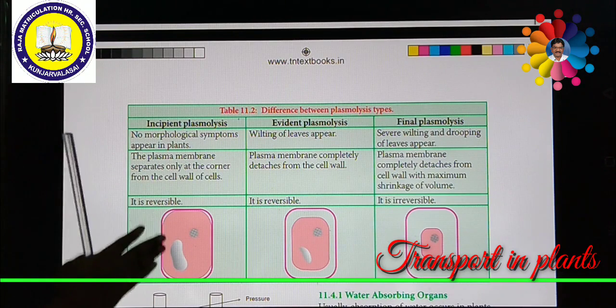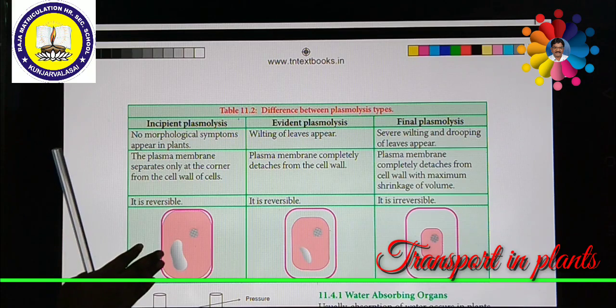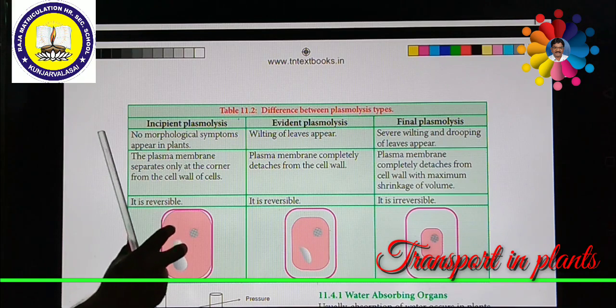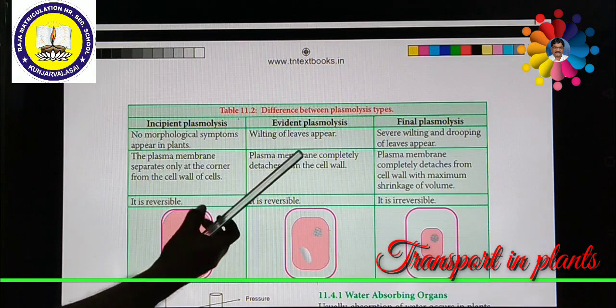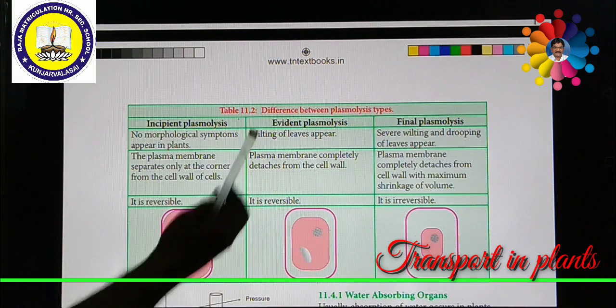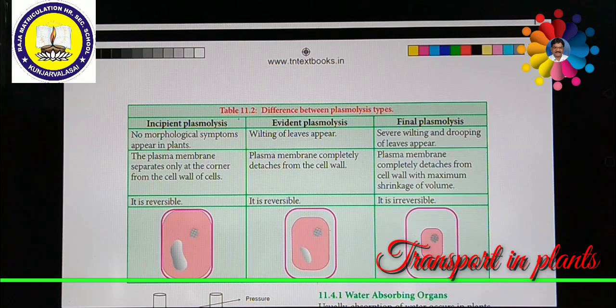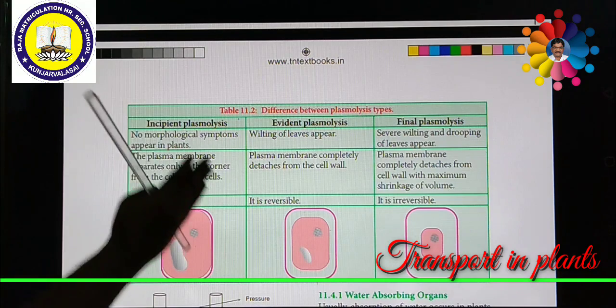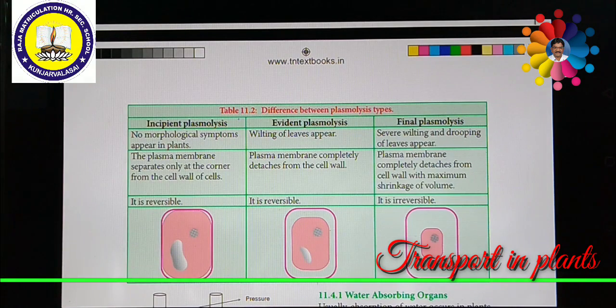If it is kept in the same hypertonic solution, the cell is completely detached from the cell wall, because the water content is going out. This is called evident plasmolysis. If it is kept in the same high concentration, finally final plasmolysis takes place. So plasmolysis can be easily understood: if you keep a cell inside a hypertonic solution, the water content present inside the cell will move outside.